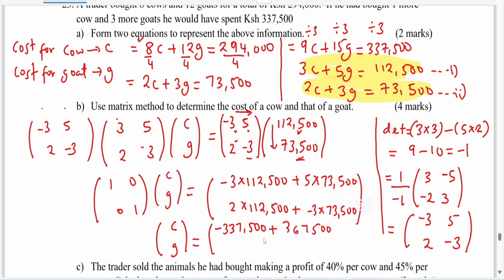367,500. So 2 times that one, 2 times 112,500 gives you 225,000 plus negative 3 times 73,500, it gives you around minus 220,500.